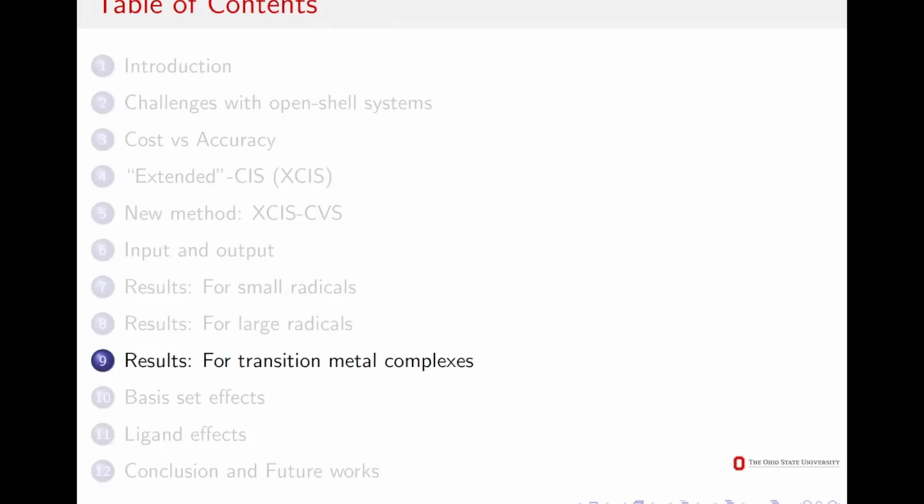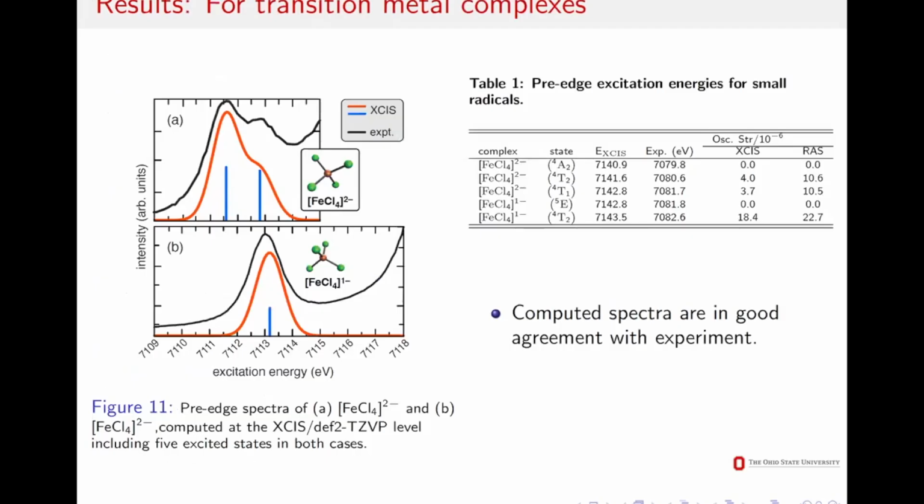Okay, so as I said, we are interested in transition metal complexes, so let's see how XCIS actually works for this kind of complexes. Now we have two different complexes. These are pretty common complexes, FeCl4 2- and FeCl4 1-, with two different oxidation states. Our goal is to check whether XCIS can depict two different oxidation states. If you look carefully at FeCl4 2-, we have two important peaks. Those are the 4T2 and the 4T1. You can see that for FeCl4 2-, it's actually matching with the experiments. You can see the two sticks, and it's actually matching.